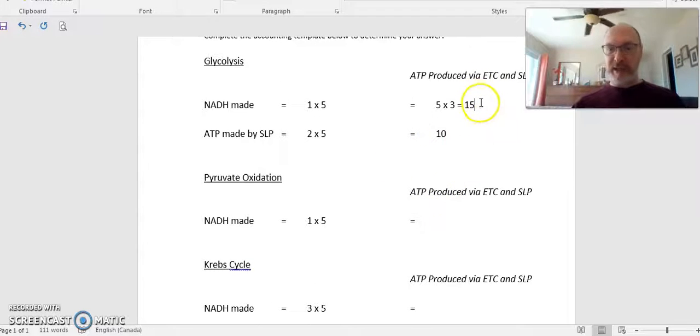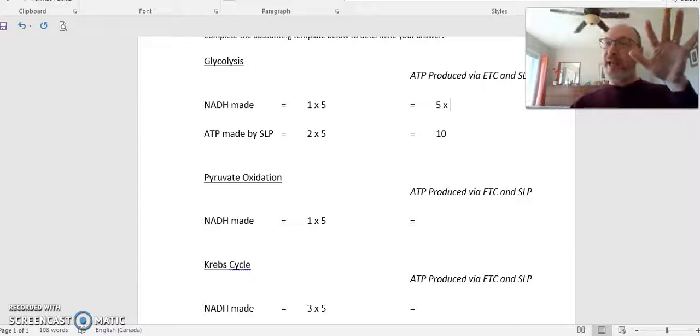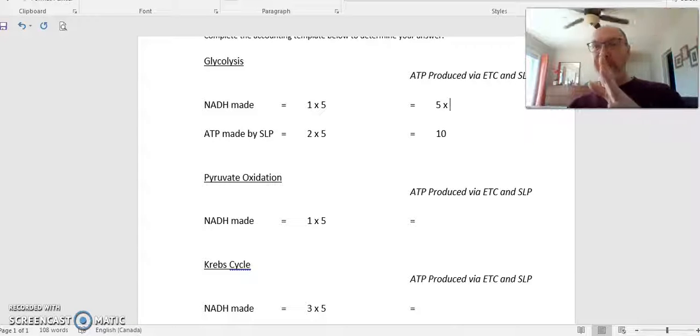Sorry, let's back up. I apologize. Normally that's what happens, but remember, NADH in glycolysis is made outside of the mitochondria. So that NADH has to be converted to FADH2 and then moved into the mitochondria. So technically, this NADH here is going to be converted to FADH2, which only makes 2 ATP. Okay, so I'll come back and show you that here in just a second. So 5 times 2 is going to give us 10.